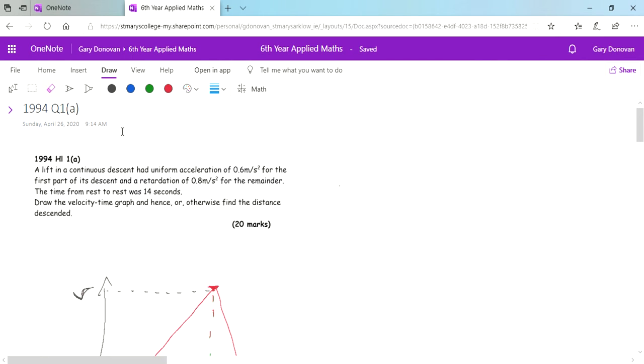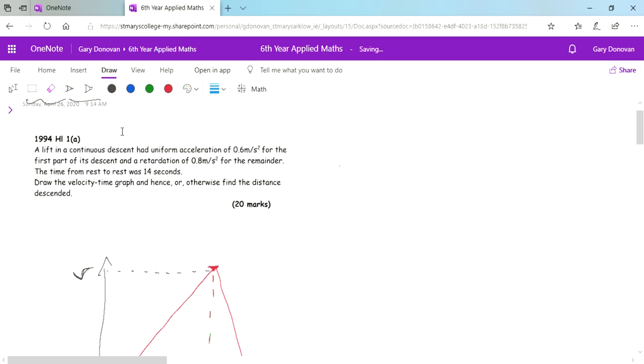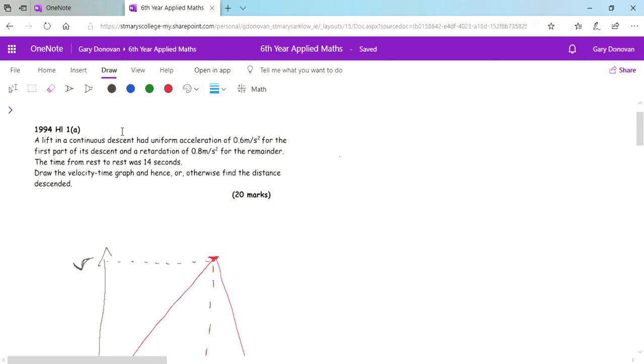In this video I'm going to have a look at the 1994 question 1a. In the question we have a lift which is in continuous descent and it has a uniform acceleration of 0.6 meters per second squared for the first part of its descent and a retardation or deceleration of 0.8 meters per second squared for the remainder.